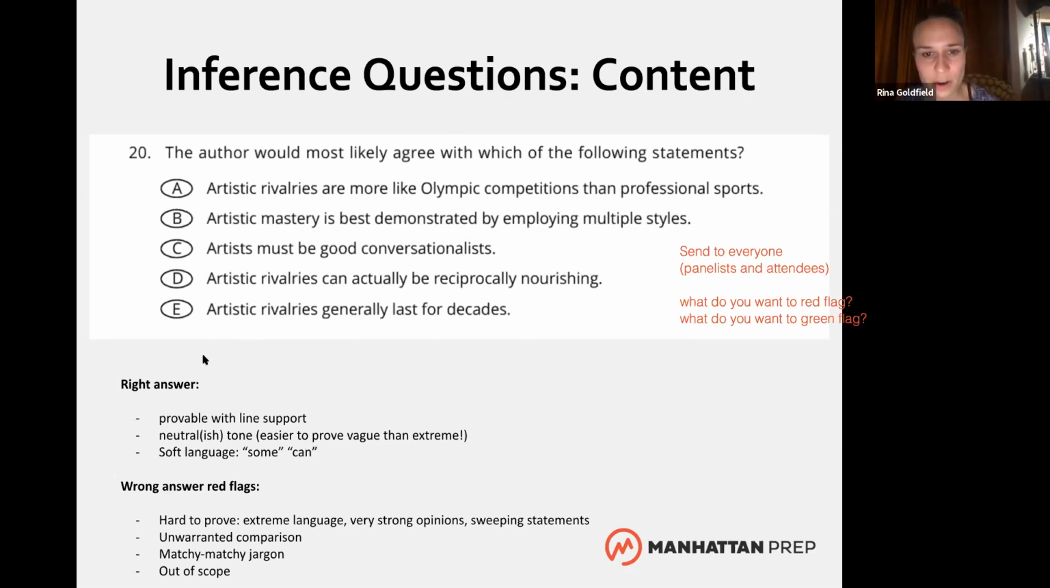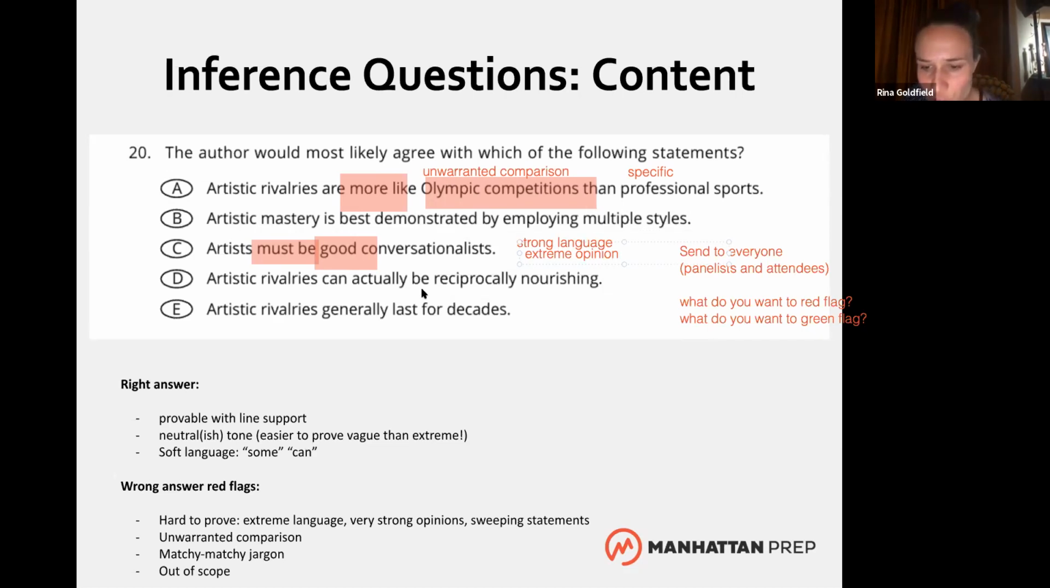Okay, awesome. So a couple of you are noting A to red flag, more, so unwarranted comparison. And also that it's just overall very specific, getting into this thing about Olympic competition. So it's super specific. A couple people also immediately noted C, like must be good conversationalists. We have strong language. We have an extreme opinion.